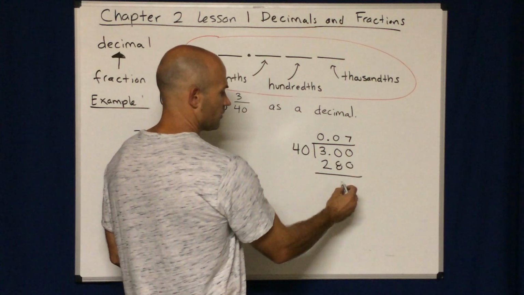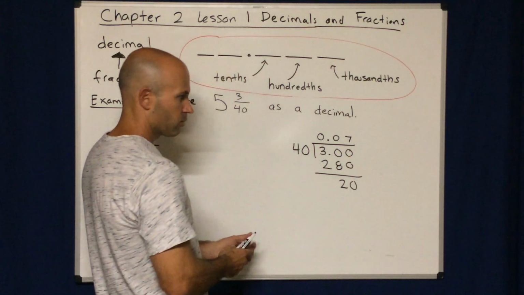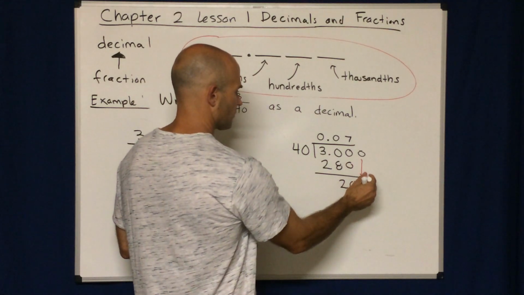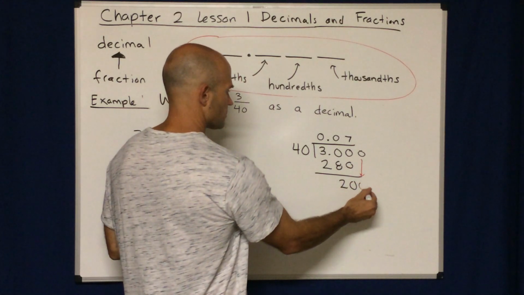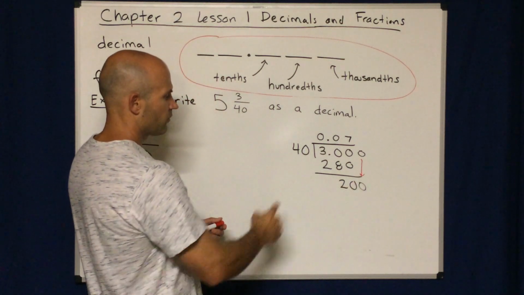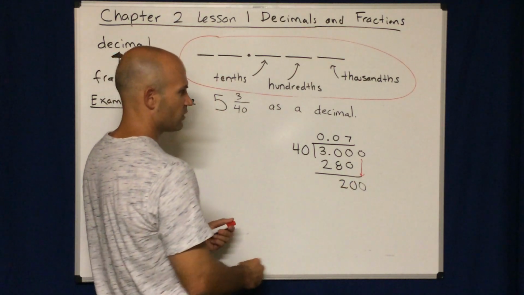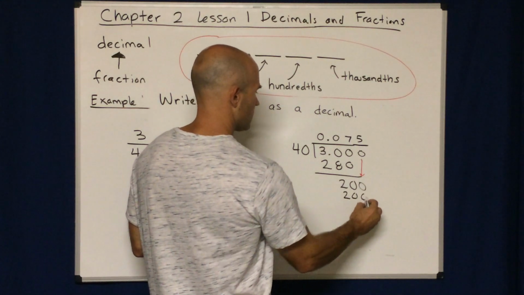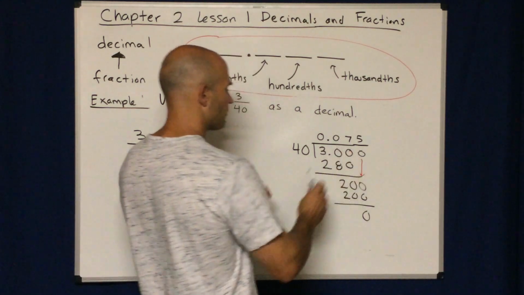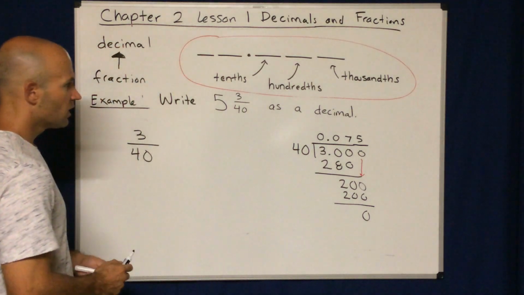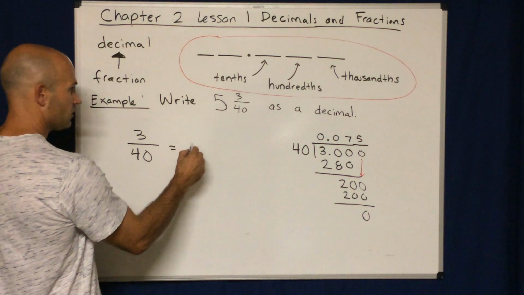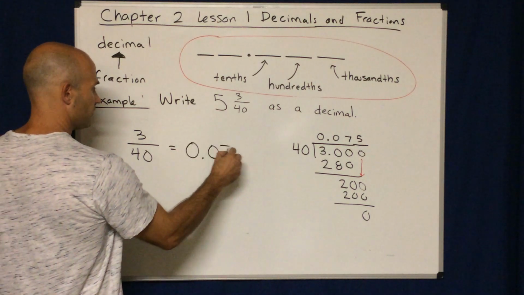Do my subtraction. Bring down a new 0. 40 goes into 200 5 times. 5 times 40 is 200. And now I have my remainder of 0, so I can stop that computation. And what it tells me is that 3 over 40 as a decimal is 0.075.